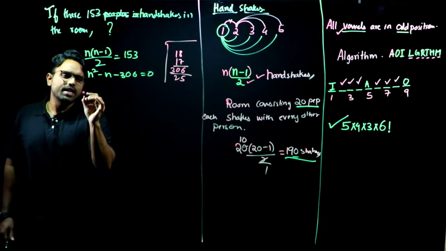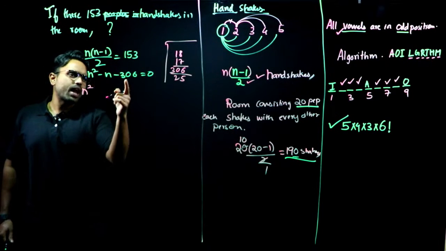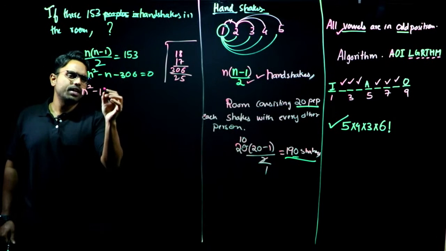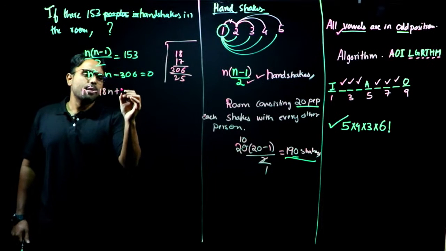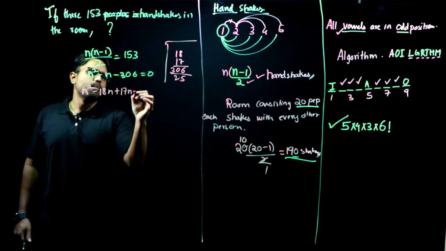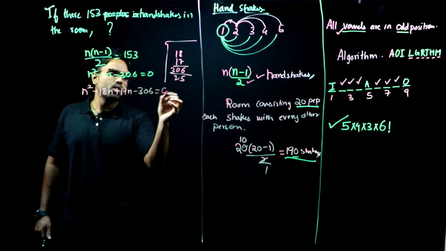Now, n square, I have to get a minus here. So, what is that I need to write here? 18n. I have to get the difference to be 1. So, what is that I need to write here? Plus 17n minus 306 is equal to 0.